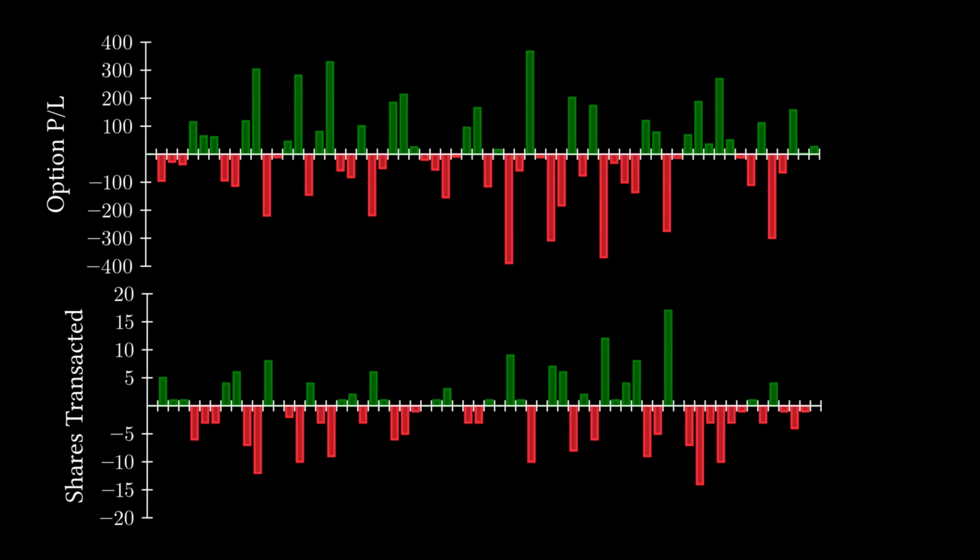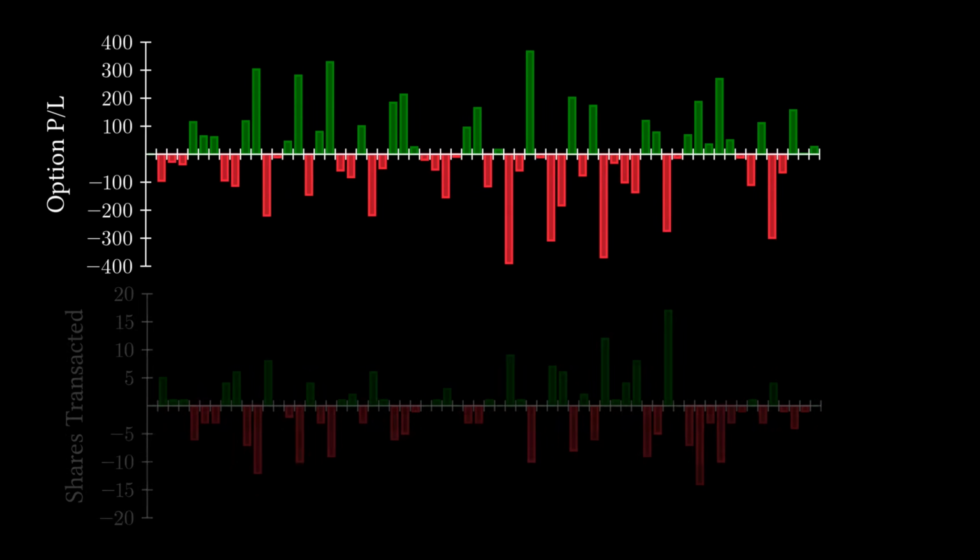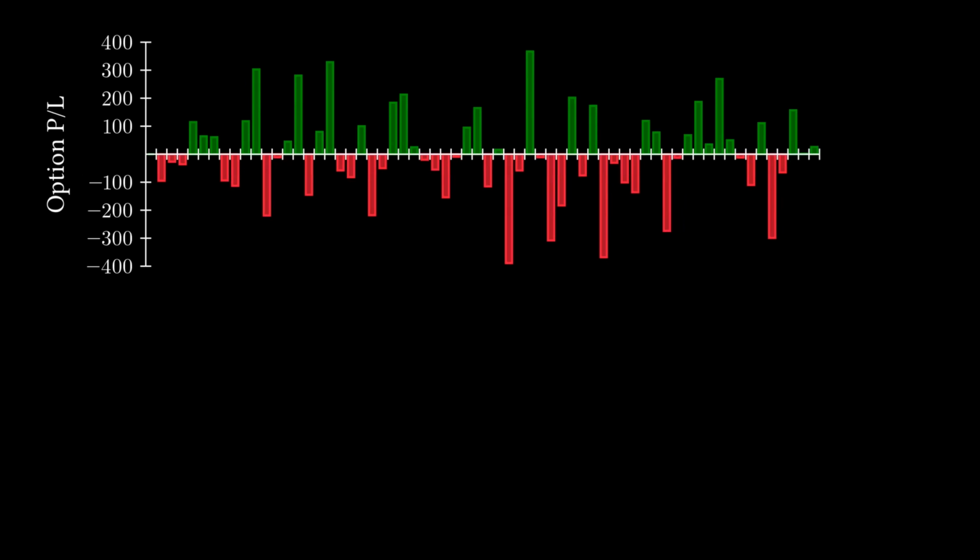First, we have our option. What was the P&L of that on a daily basis? Those are some pretty big swings, up to nearly $400 in a single day. Let's hope our delta hedging offset those big swings.